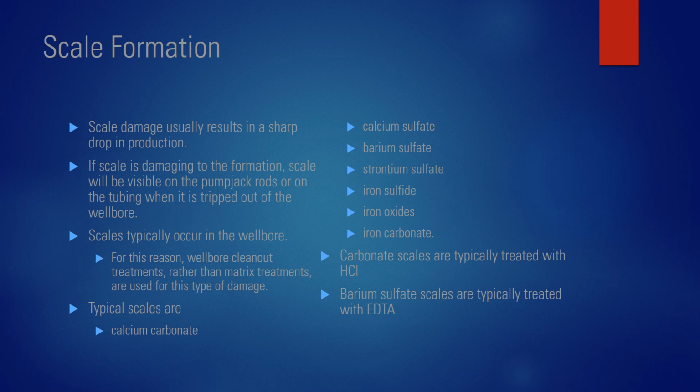Typical scales are calcium carbonate, calcium sulfate, barium sulfate, strontium sulfate, iron sulfide, iron oxides, and iron carbonate, though there are others. Carbonate scales are typically treated with hydrochloric acid. Barium sulfate scales are typically treated with EDTA.